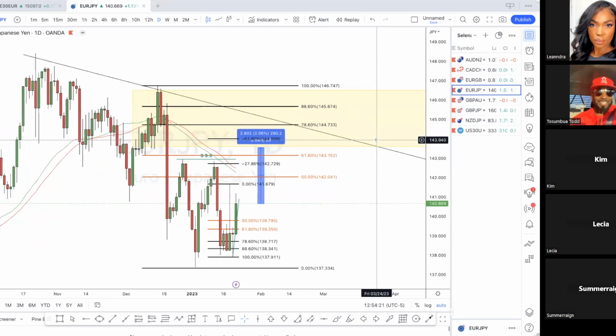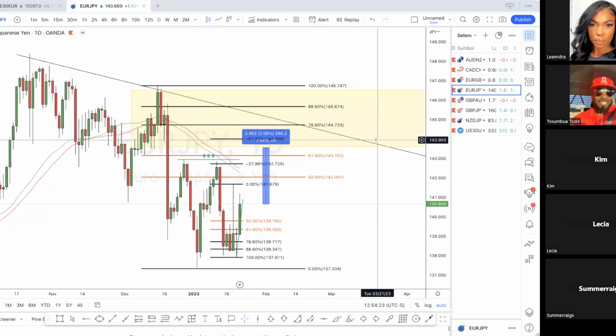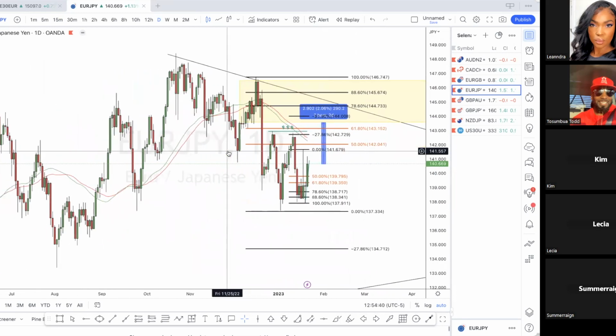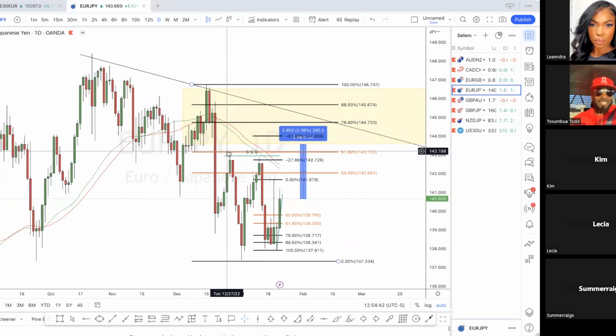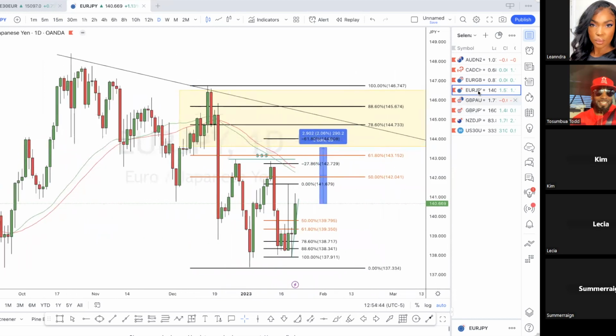I agree with that, liquidity at the 61% too. I just don't know when they're going to take it. And all of those JPY pairs kind of set up the same way. So that's Euro JPY. Any other questions on this one?